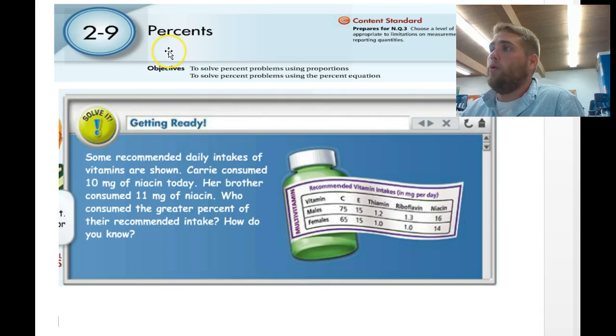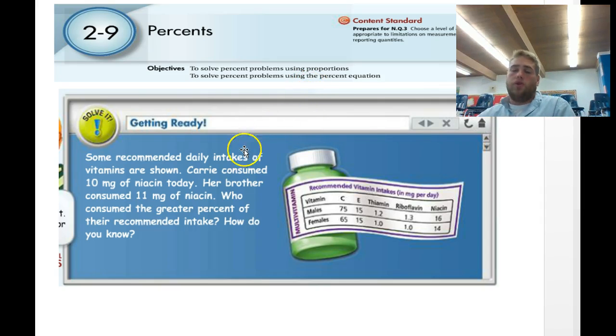So today we're going to work with percentage. We're going to solve percentage problems using proportions, and we're going to solve percentage problems using the percent equation. First thing I want you guys to do is simply try the blue box. I know it's a word problem, and you guys freak out and claim, "I don't want to do word problems." But simply try it. If you can't do it, highlight the important information. Underline stuff that you think is important.